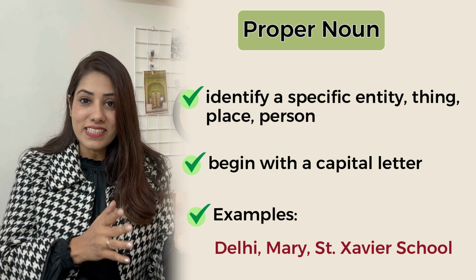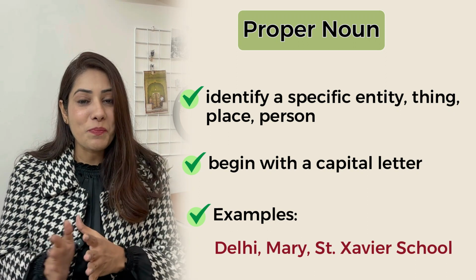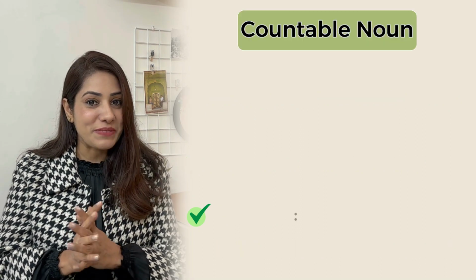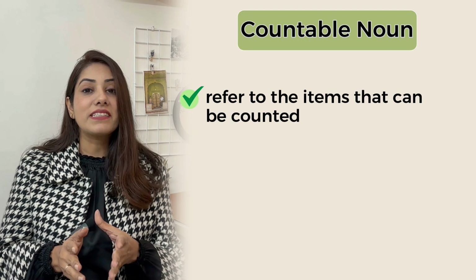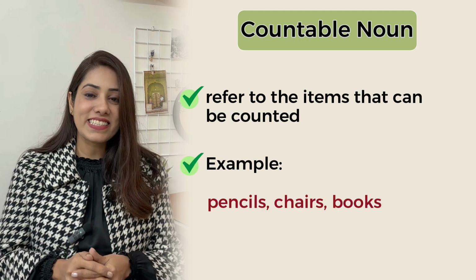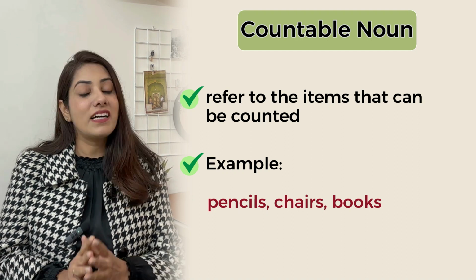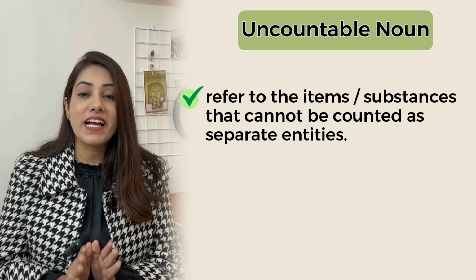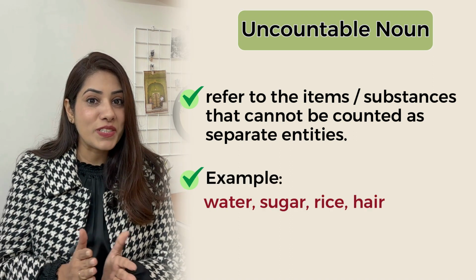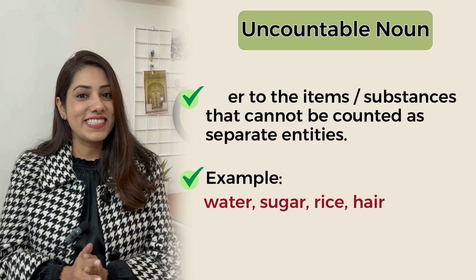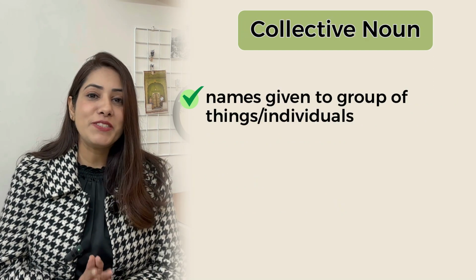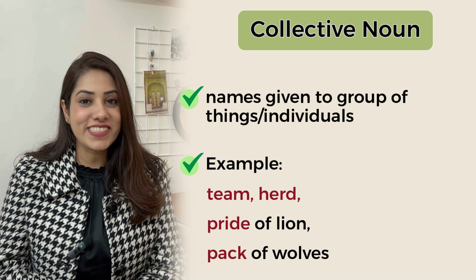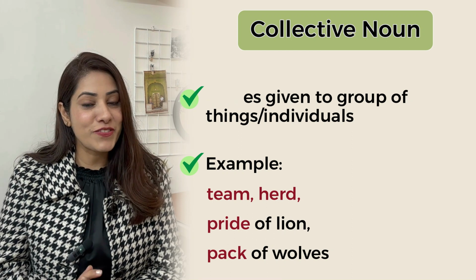So girl is a common noun, Mary is a proper noun because it is identifying that girl, her name is Mary. Countable nouns refer to the items that can be counted, like pencils, tables, chairs. Uncountable nouns refer to the items, substances that cannot be counted as separate entities, like water, milk, happiness. Collective nouns represent a group of individuals or things, like team, herd, pride of lions, pack of wolves, fleet of ships.